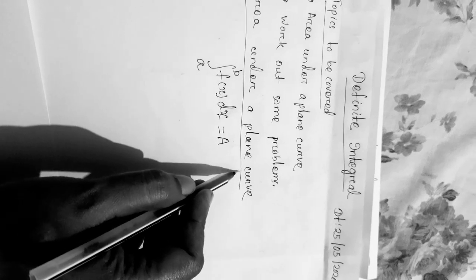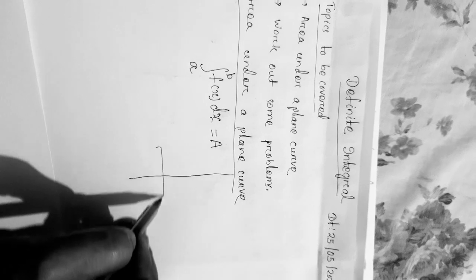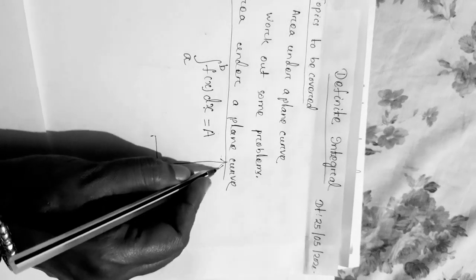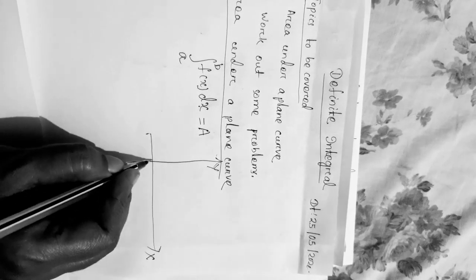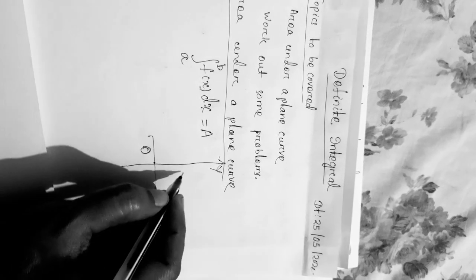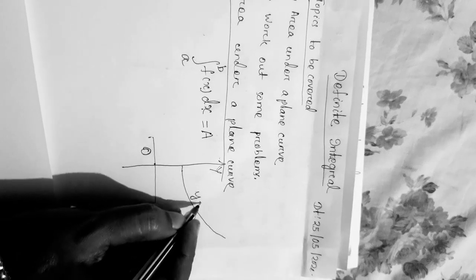Then what is the geometrical representation of this value? For this, let us draw the curve y is equal to f of x. This is your x axis, this is your y axis, and the point of intersection is your origin. If you draw this curve y is equal to f of x, you will get a curve like this.